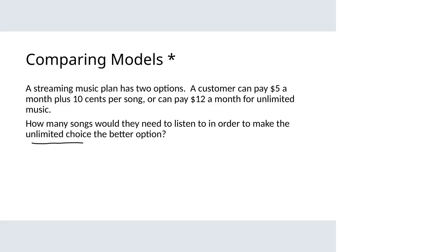So it's a little bit like what we did with Jackie selling computers. We need a model for the $5 a month plus pay as you go plan. We need a model for $12 a month for unlimited. And then the question is, how many songs would someone have to listen to make the unlimited the better choice? I'll set up a poll for this and I'll let you solve it, and then we'll talk about it together.